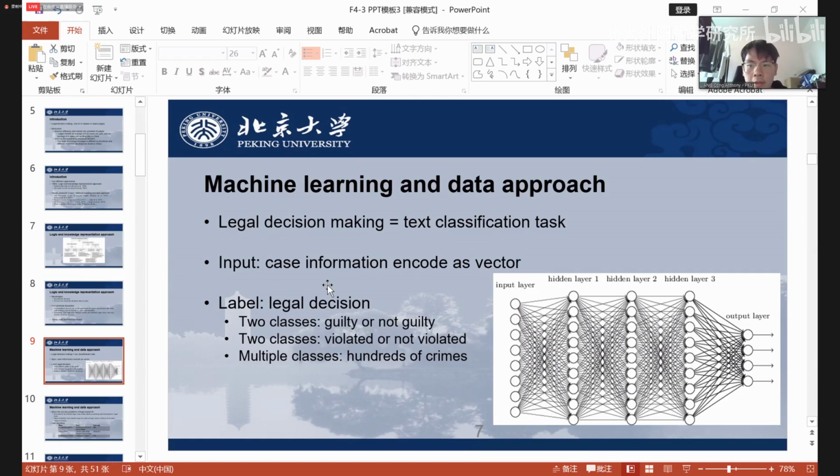For example, in criminal cases, the labels may be two types of classes, guilty or not guilty. And in the European Court of Human Rights, the label can be violated or not violated. And also in criminal cases, there can be multiple classes. Every label is a type of crime, such as theft, robbery, killing people, or hurting people, or something else.